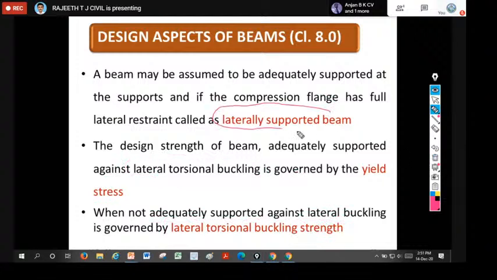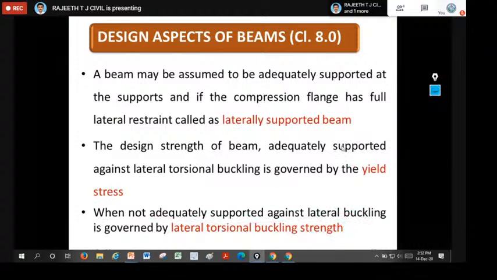When the laterally supported beam is given, that is when the compression flange is properly inserted, not allowing any torsion, that comes under the laterally supported beam. If they are not provided sufficient support against lateral buckling, then it will be governed by lateral torsional buckling strength. That comes under the laterally unsupported beam.